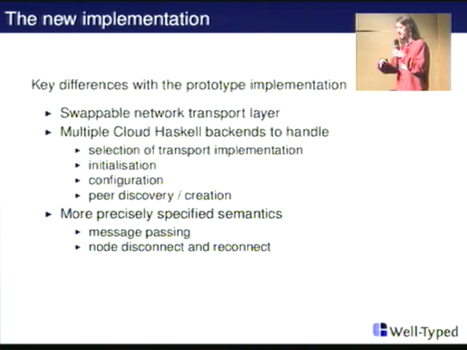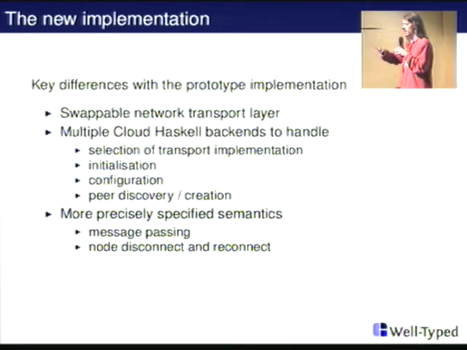So the new implementation is designed to allow for this flexibility. In particular, we have this swappable network transport layer, and that deals with the difference between TCP and InfiniBand and shared memory. And then we have multiple Cloud Haskell backends, to help you. Once your system is initialized, it's all the same. There's one Cloud Haskell API, but to get things set up, the initialization, configuration, finding the peers initially, that's done separately by each backend. And I'll give you two examples of those, because we've got two implementations of backends so far. And another difference between the prototype and what we've been working on is we've been thinking more about semantics, and I'll come on to that.